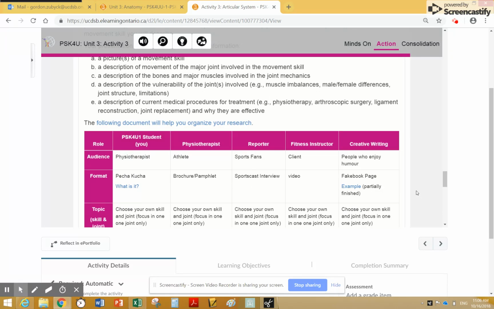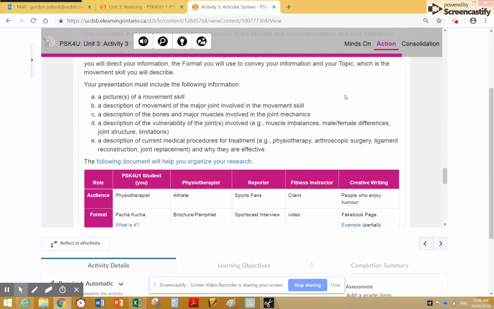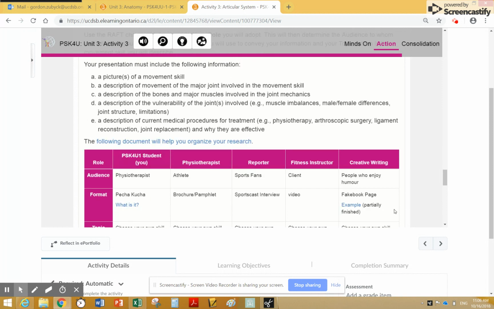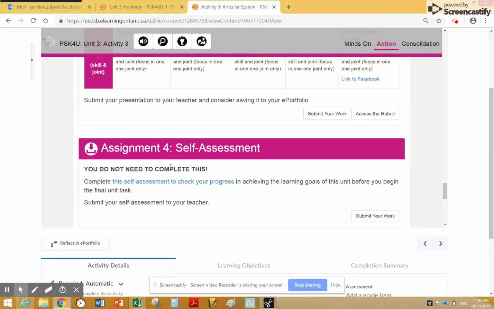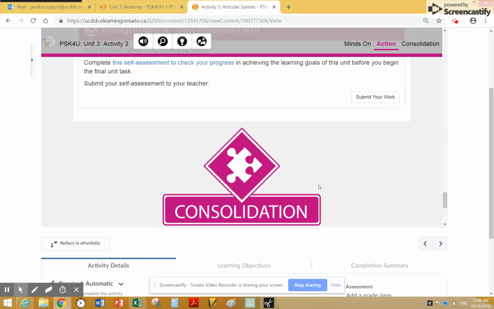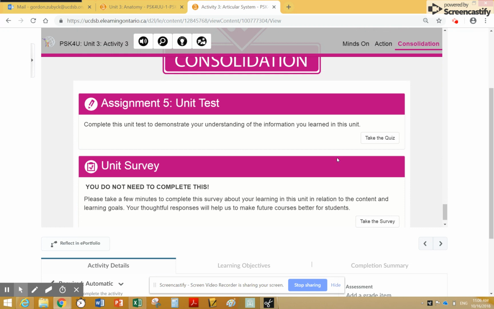So again, it's not me telling you how you're going to produce this. These are your different roles you could play and the different formats you can use to present this, but this information does need to be in that assignment. And then after that, it says there's a self-assessment. You don't need to complete that self-assessment, so that's okay. And then, of course, we've got a final unit test to do here, so it's important that you go and take this quiz to see how you've done within this unit in terms of learning the material.